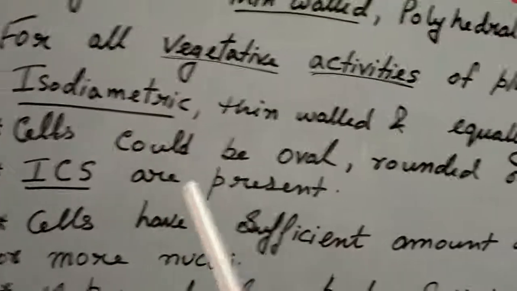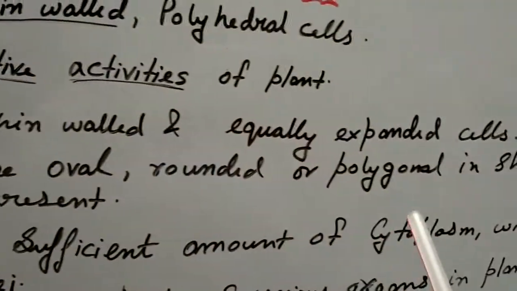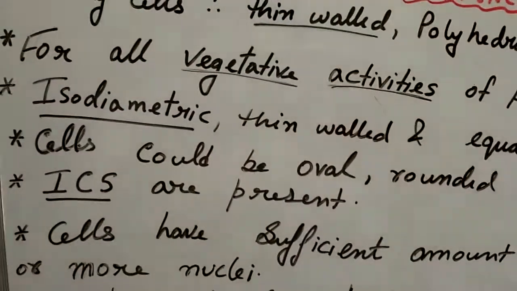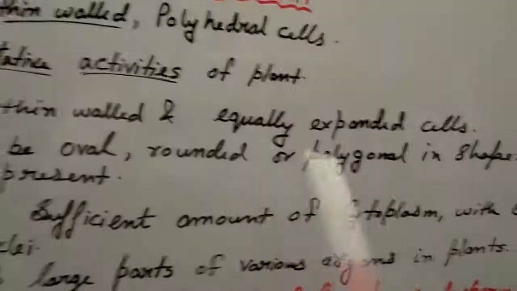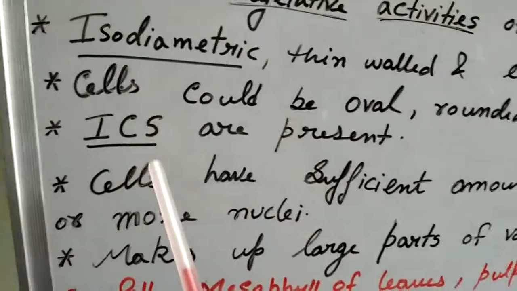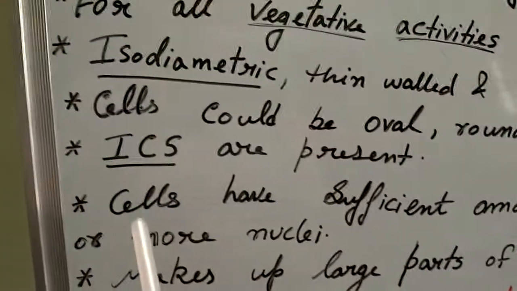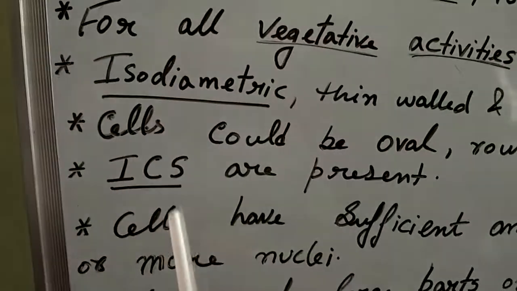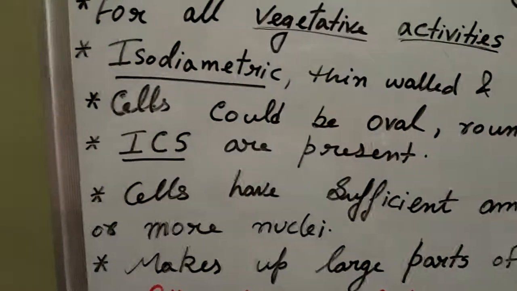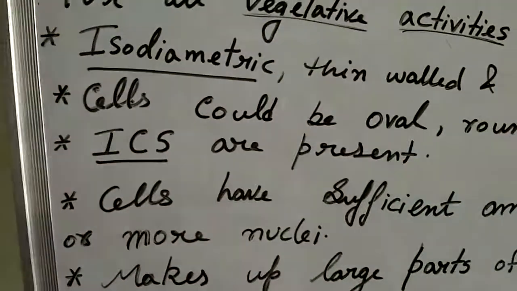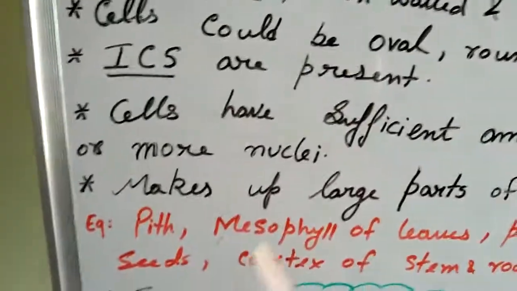Next point, cells could be oval, rounded or polygonal in shape. So the shape and size may vary. Intercellular spaces are present. I prefer to write ICS for intercellular spaces. So intercellular spaces are present in case of parenchyma. These are the gaps present in between the cells. So intercellular spaces are present in between the cells forming parenchyma tissue.